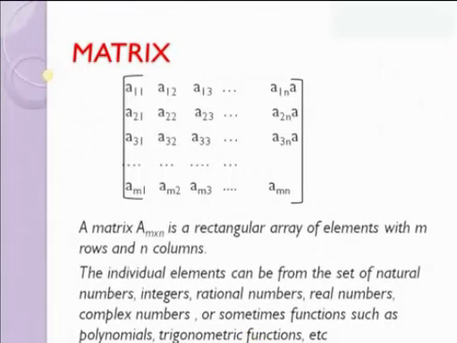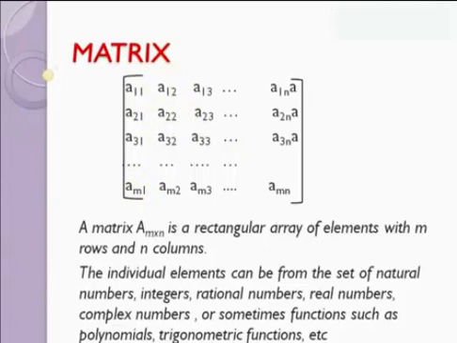Now what is a matrix in mathematics? We can define matrix A, m cross n, as a rectangular array of elements with m rows and n columns. In other words, it is simply a representation of data in a rectangular form, where it is represented in rows and columns. Now rows are the horizontal lines here and the columns are the vertical lines.